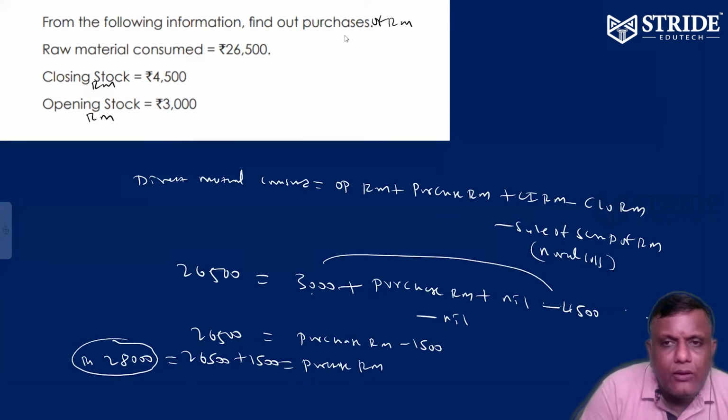That's the first question. What is purchase of raw material? 28,000. That's it. Okay.